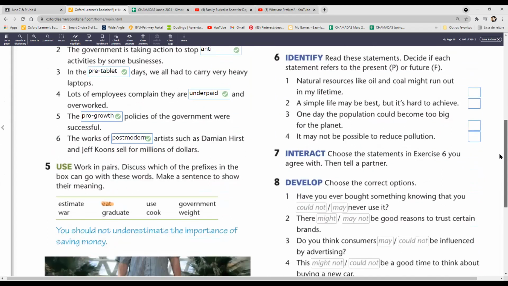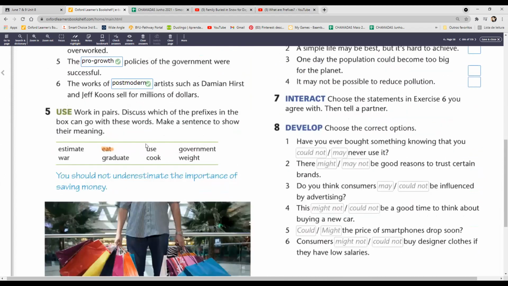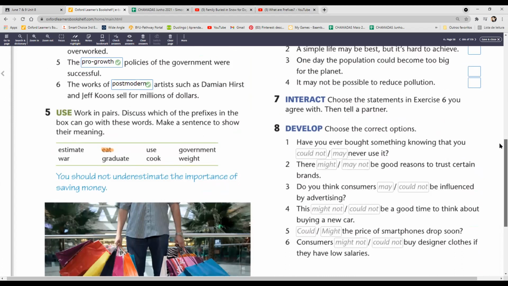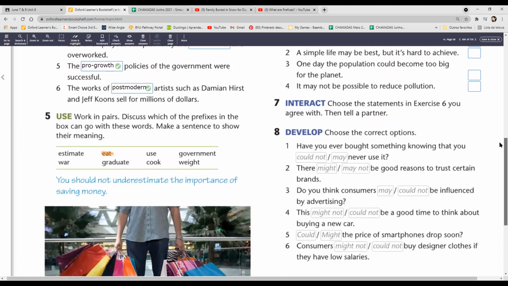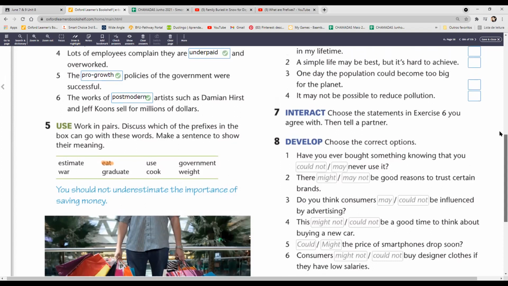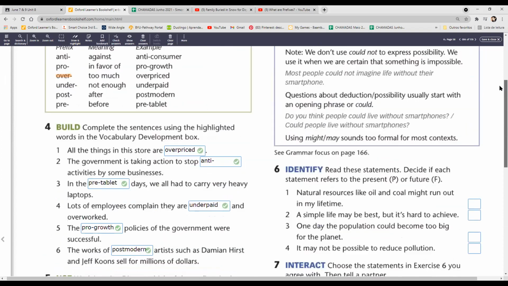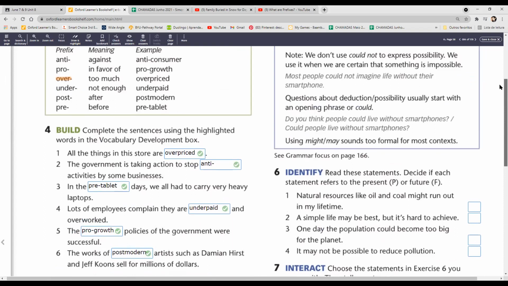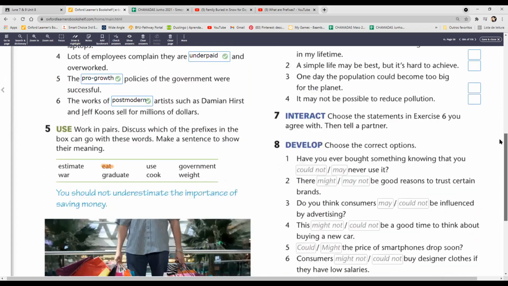Now let's see which one we could use with the root word use. Underuse, yes. We can also say overuse. It's also possible. We can underuse something, we can overuse something. Government. Pro-government, or anti-government. Very nice.